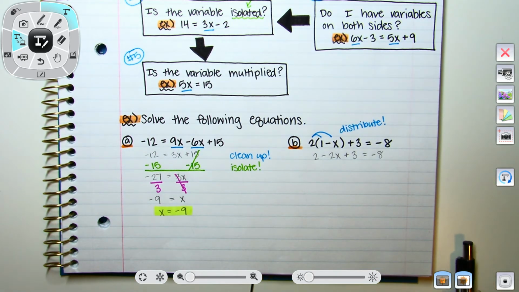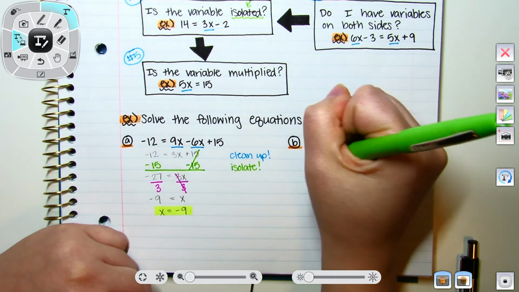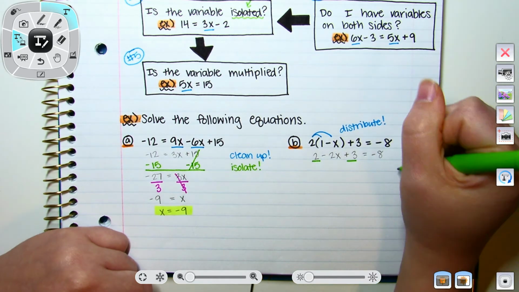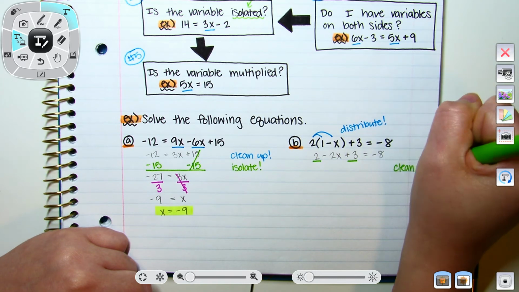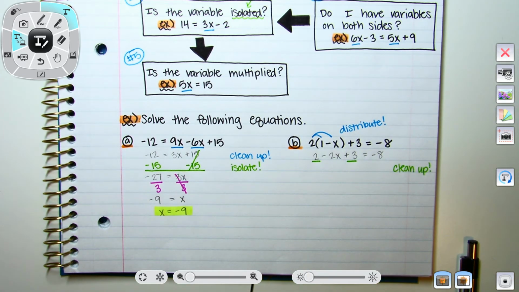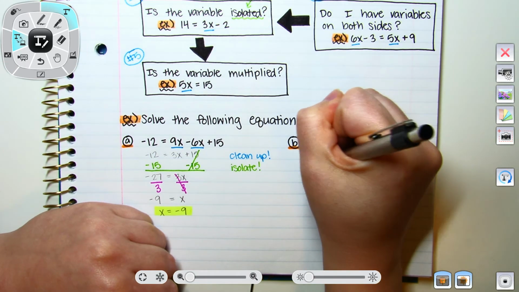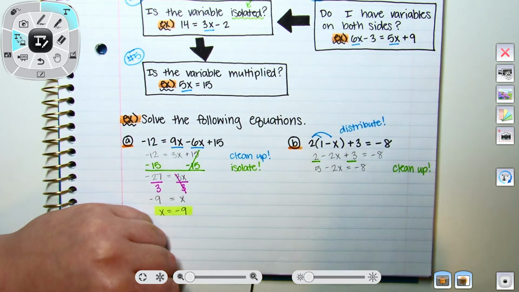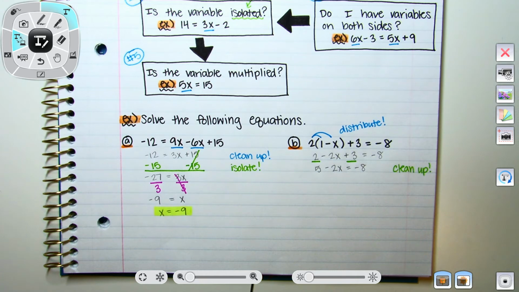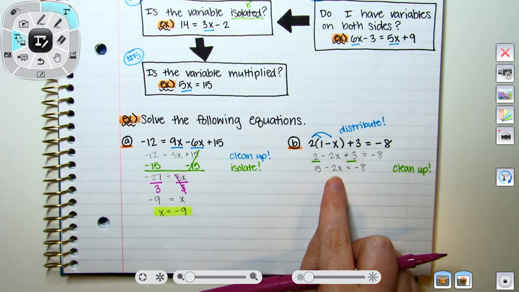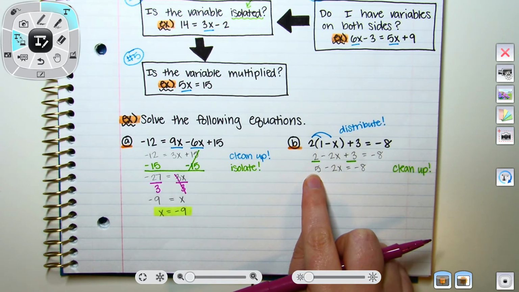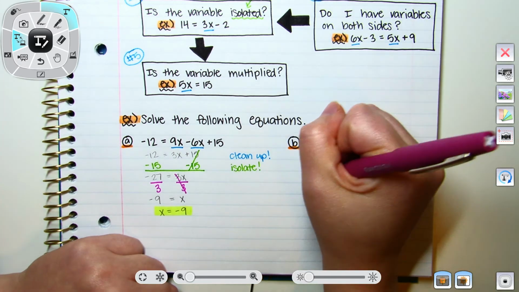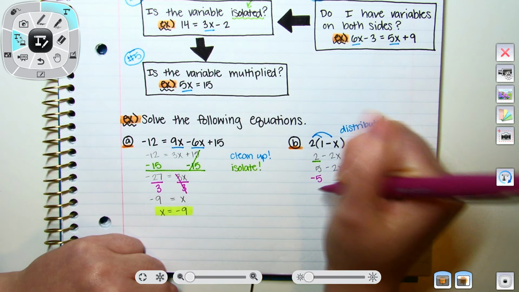All right, now my next step, if I look at this, my left-hand side of the equals, I have a 2 and I have a 3. I can clean this up. So 2 plus 3 is 5. And then I still have that minus 2x equals negative 8. All right, now the next thing I want to do is isolate the variable. So I want to get this negative 2x by itself over here. So right now we have a positive 5. To get rid of that positive 5, I'm going to subtract it from both sides.